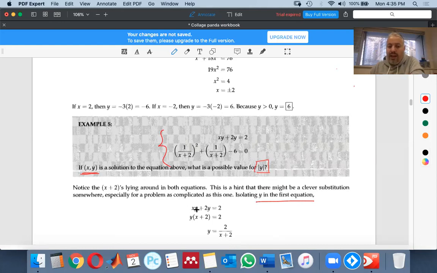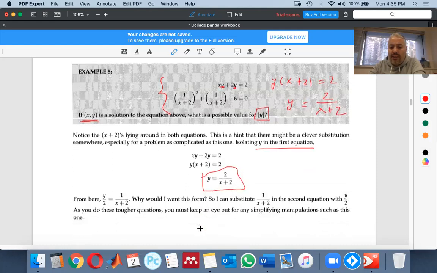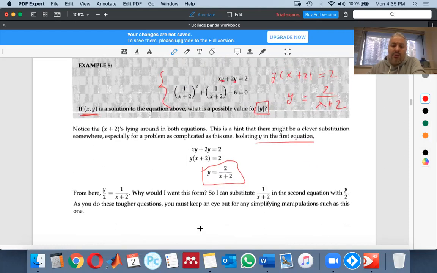How could it be? xy plus 2y is 2. y is common. So if I take y common, parenthesis x plus 2 is 2. So y is equal to 2 over x plus 2. If y is equal to 2 over x plus 2, what can I do? So from this, what can I say? If I do cross product, y over 2 is equal to 1 over x plus 2.